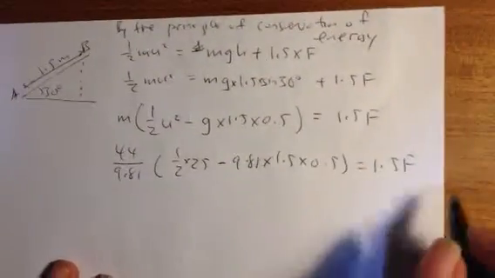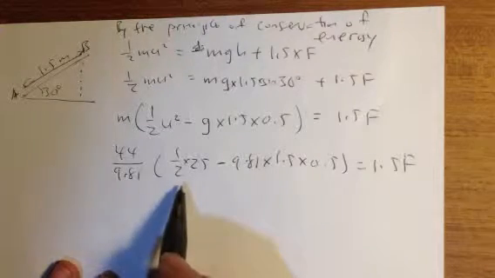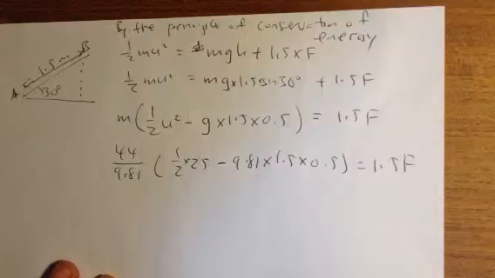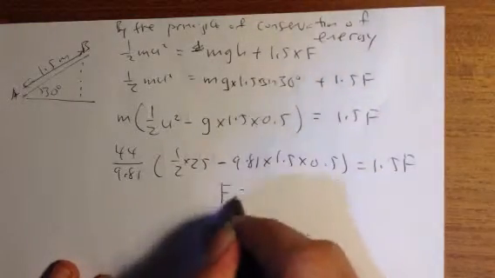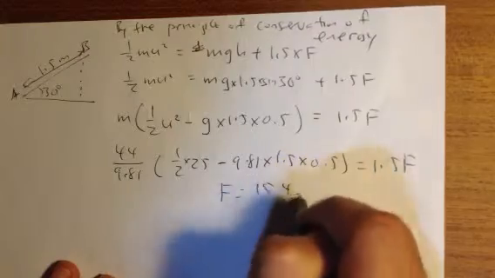Now if you give it a calculation, let me see whether I'm right. Okay, half u square minus, yep, it's good. F will be calculated to be 15.4 Newton.